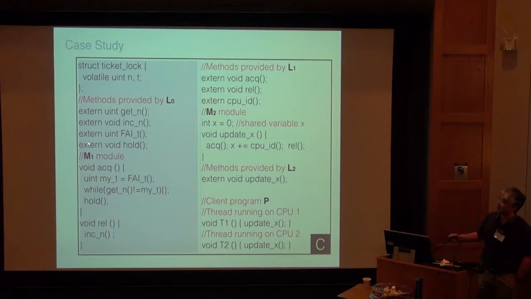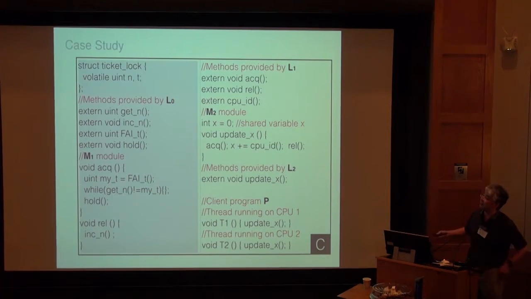Okay, so those are the acquire and the release, and the CPU ID is forwarded from a primitive provided by the underlying machine. So that's the high-level picture of a simple concurrent program that contains a lock implementation. And what I'm going to show you is how we use certified concurrent abstraction layers to reason about these things. So are there any questions about this example? Any line of code on this slide that you don't understand?